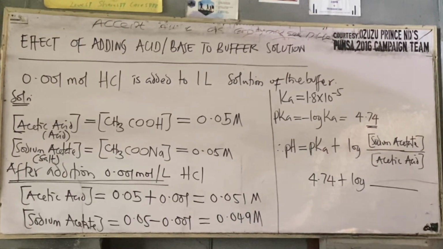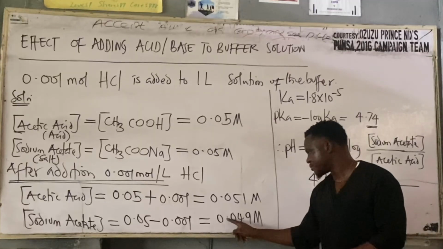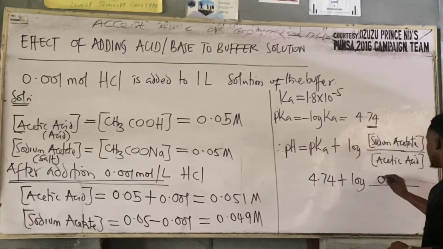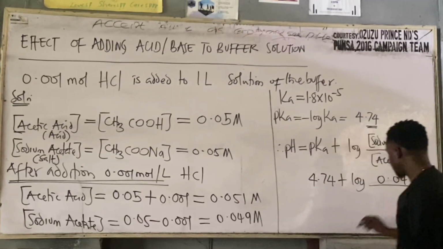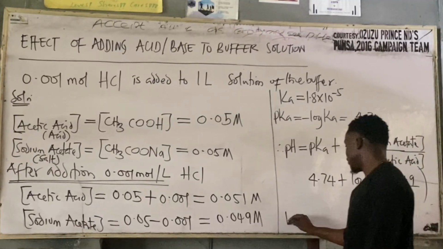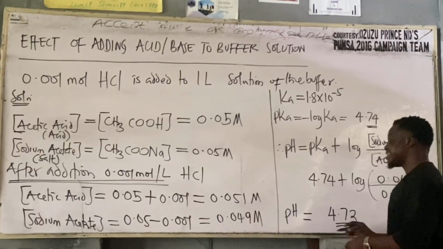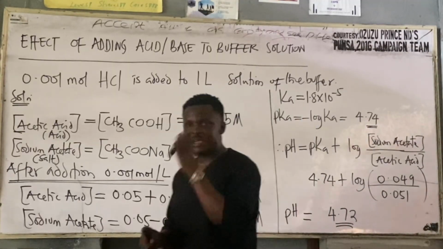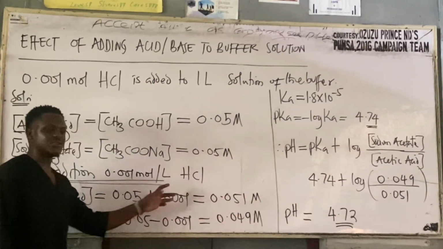Please hold up. Look up before you write. Look up, look up. The concentration of sodium acetate, after you must have added this, was what? So this is 0.049. And that of the acid, after you must have added this, is what? Please press your calculator for me. So that is how we solve this. If they are giving us a base, just do the inverse. Add it to the base and subtract it from the acid.